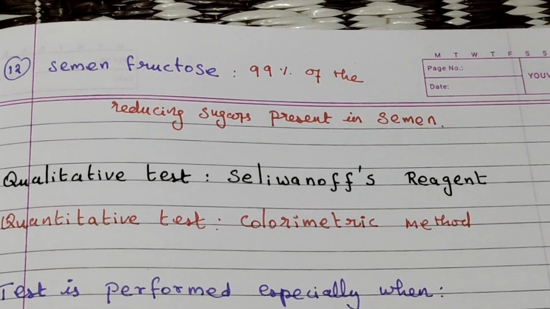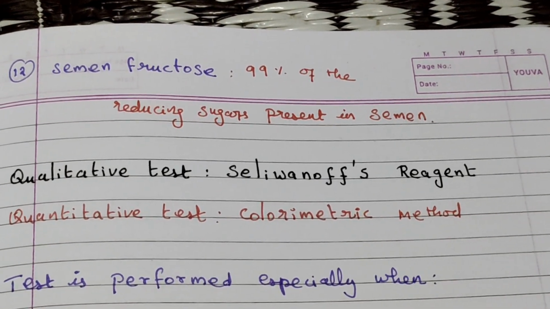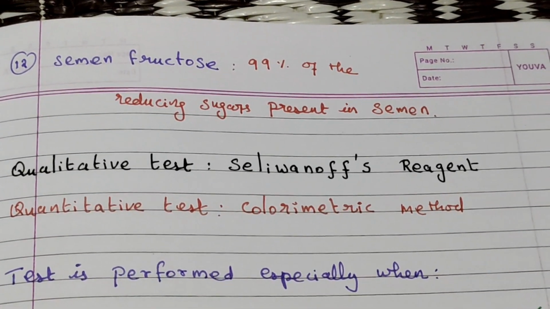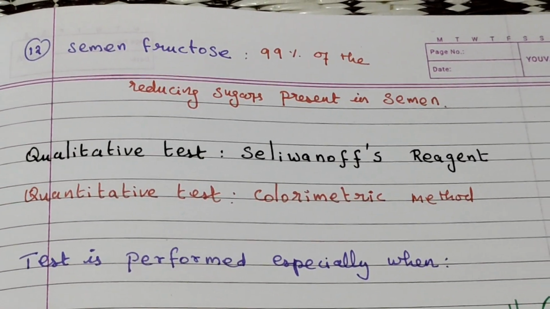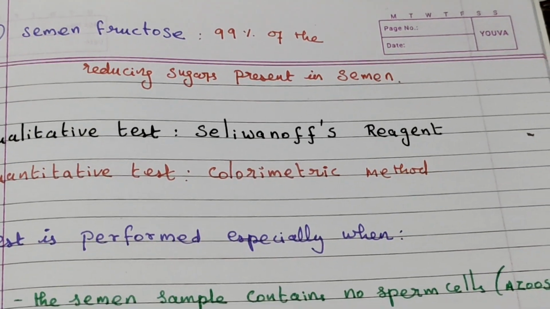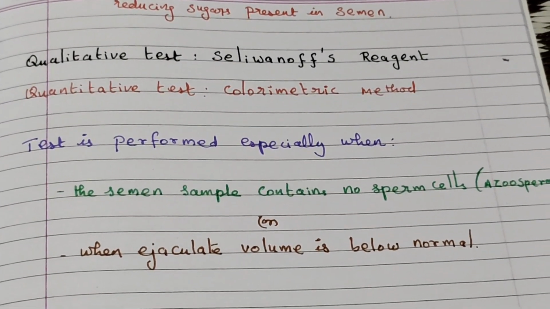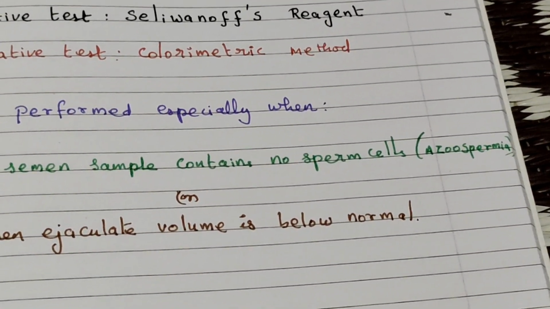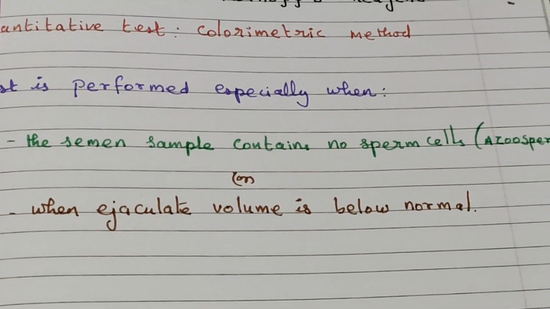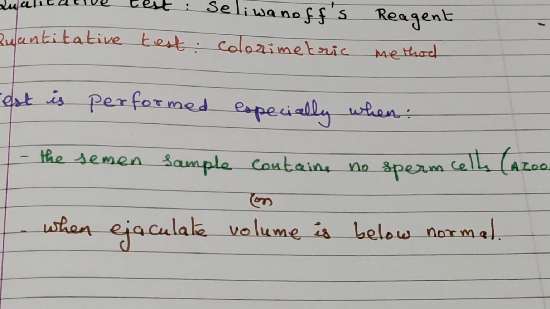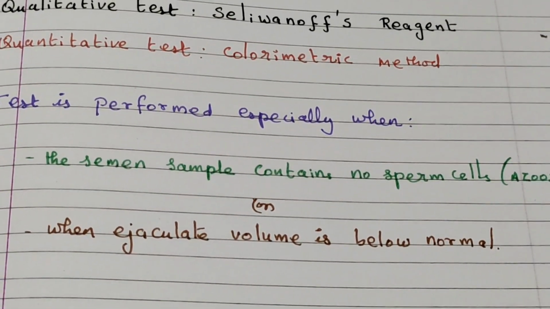99% of reducing sugar is present in the semen sample. How can we identify the fructose level? By using qualitative and quantitative methods. For the qualitative method, we use Selivanoff reagent. For the quantitative method, a colorimetric method is used. This test is performed mainly when the semen sample contains no sperm cells or when the ejaculated volume is below normal. So this is all about semen analysis. Thanks for watching.